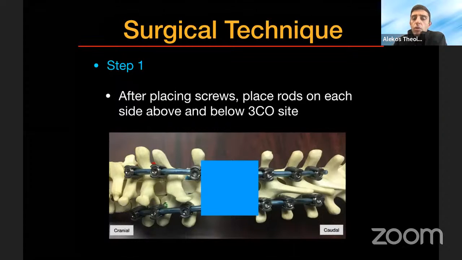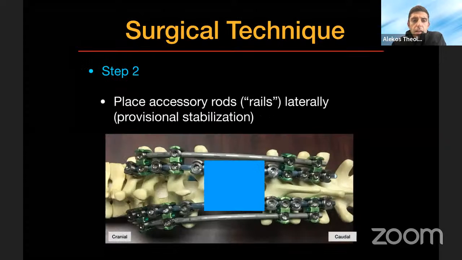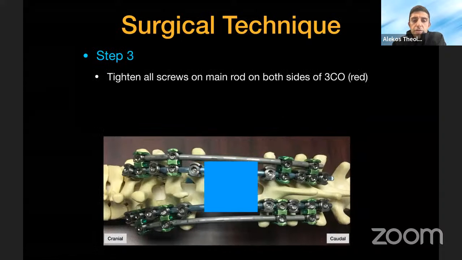You place small rods on each side above and below, and then you secure them all with set screws. Then you place these accessory rods, and these are the rails, through rod-to-rod connectors, either on one side or both sides, as shown here.